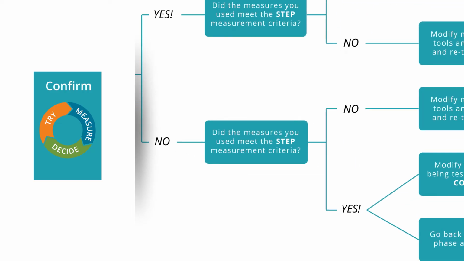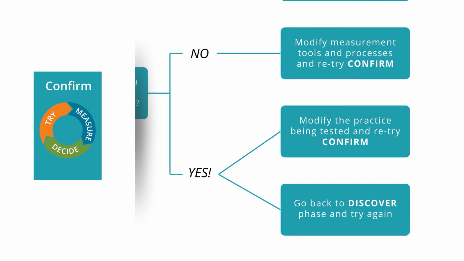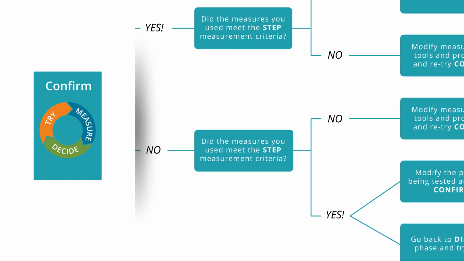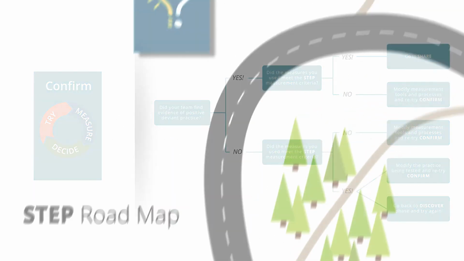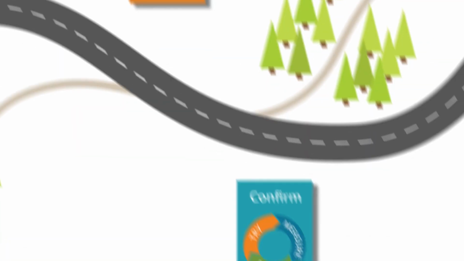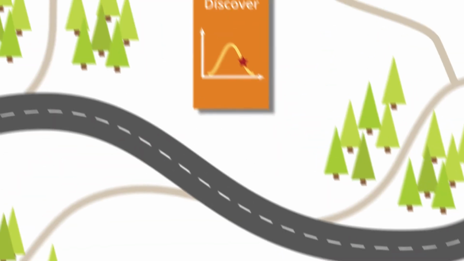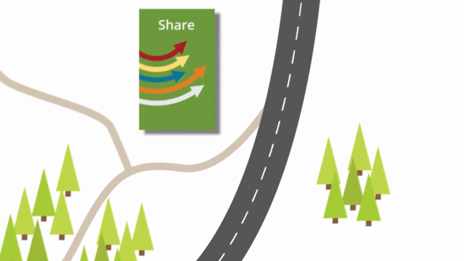It is expected that some of the practices explored in the Confirm phase will in fact not lead to further evidence of improved student performance. In other cases, practices may be modified and tested again. STEP is an iterative process of investigation and reflection, and many teams may find themselves revisiting the Discover phase on the way to ultimately identifying practices that effectively address their challenge area.